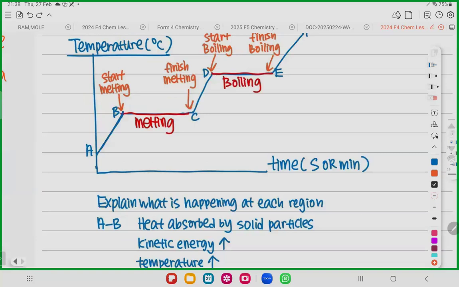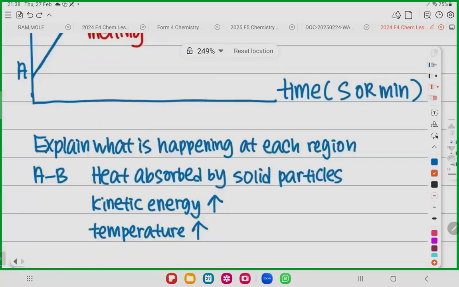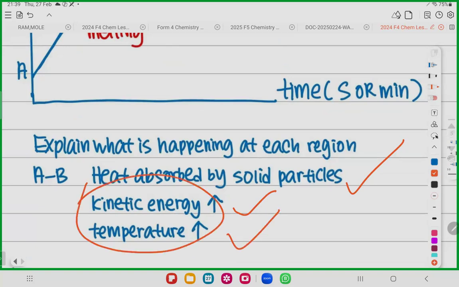If they ask us to explain why at here temperature goes up, this is your answer. The heat is absorbed by the solid particles. When the solid absorbs the heat, the solid gets more and more energy, kinetic energy goes up. So when the solid gets more energy, temperature will follow, because temperature and kinetic energy are twins. They do the same thing.